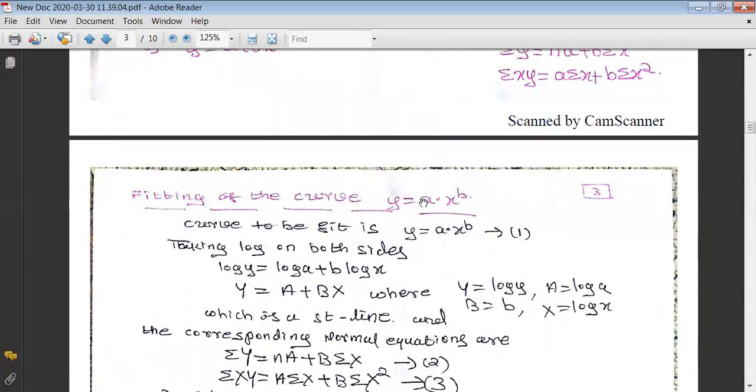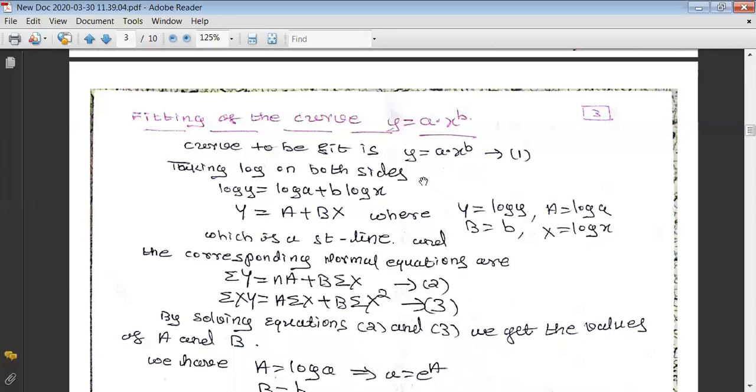Now there is another curve which is known as the geometric curve, and the equation of this geometric curve is y equal to a into x raised to b. That's the curve to be fit. And here, this geometric curve can be fit by converting it to a straight line just by taking log on both sides. In this case, the curve to be fit is y equal to a into x raised to b. Means, in this case also, our job is to find the two constants, namely a and b, using the given data. Let us denote that one as equation 1.